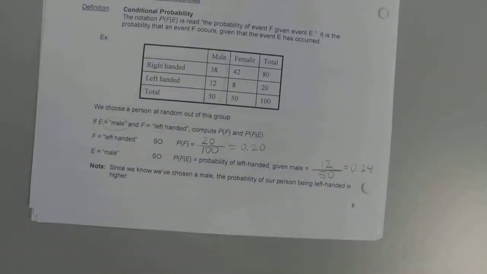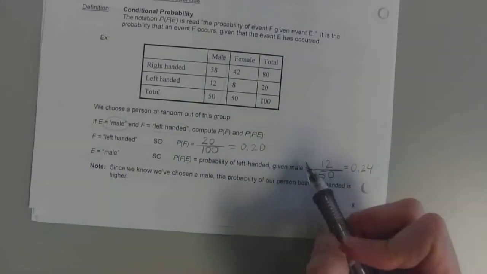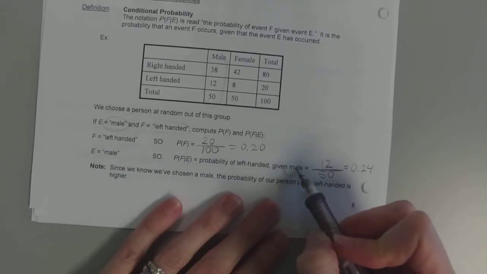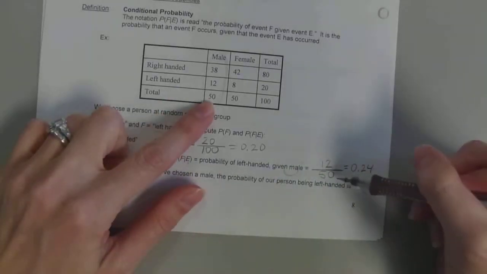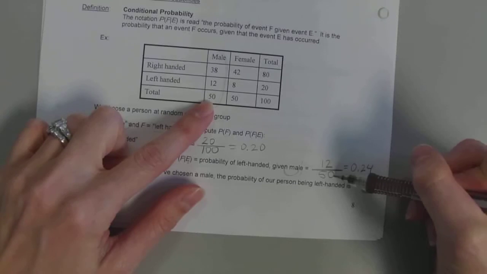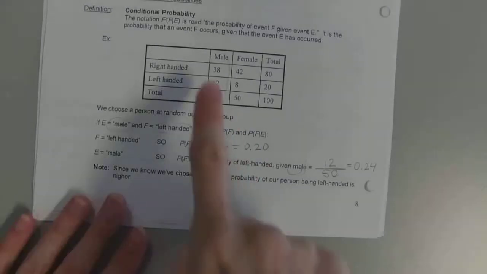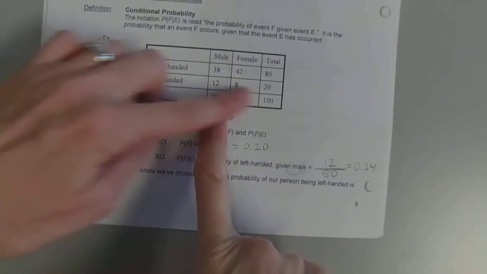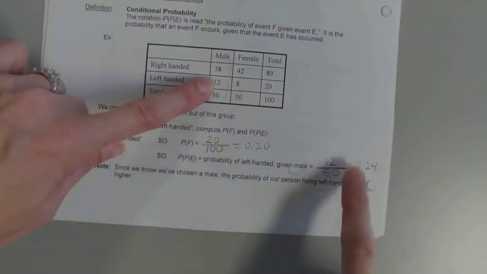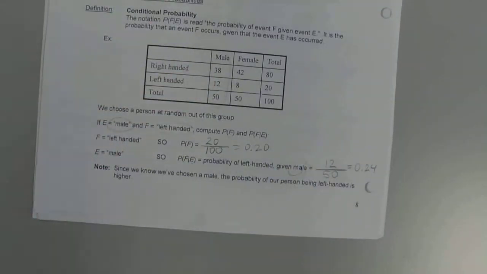All right, what's the bottom? The probability of E, the only thing that already happened. Who do we know we already chose? A male. So how many males were there? 50. That's why it's our denominator. What's the numerator for you guys? The probability of being male and left-handed. Well, how many of them are male and left-handed? 12. And that's why it's the numerator. So we did it without even realizing we were using that formula.